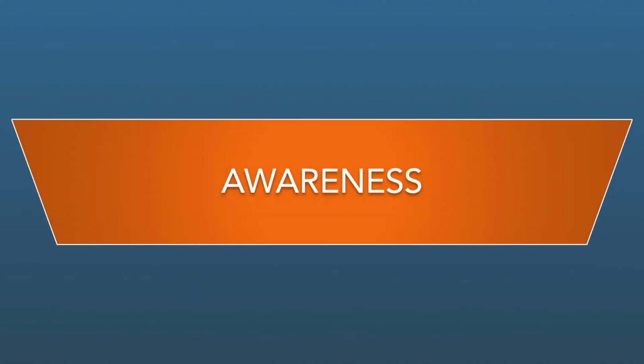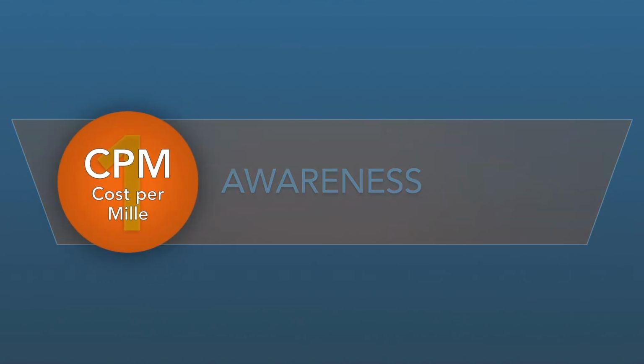For the awareness stage, you want to measure 3 KPIs to track your app promotions and see which channels are working best for you. The first one is CPM, cost per mille. This term is also known as cost per thousand, and it is used to measure the number of times your ad was displayed on a website. For every 1,000 of impressions your ad has, you pay X amount of money.